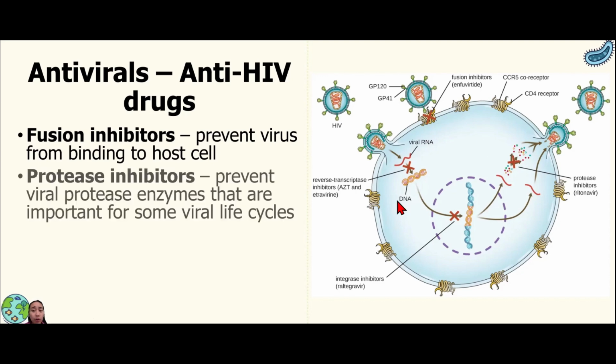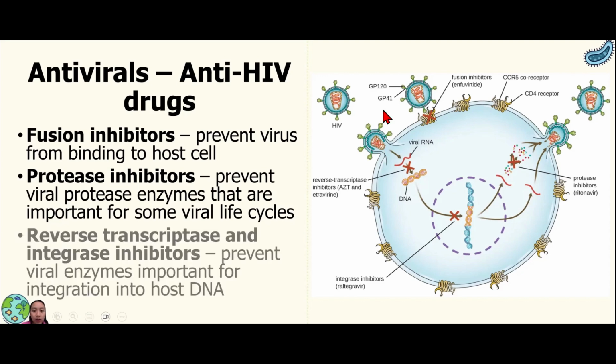Then there are protease inhibitors. Depending on the virus, it may need protease enzymes, and these enzymes are very important for its life cycle. These protease enzymes are very specific to that virus, and so we can design inhibitors specifically for those proteases, and that would basically stop the viral life cycle for that specific virus.